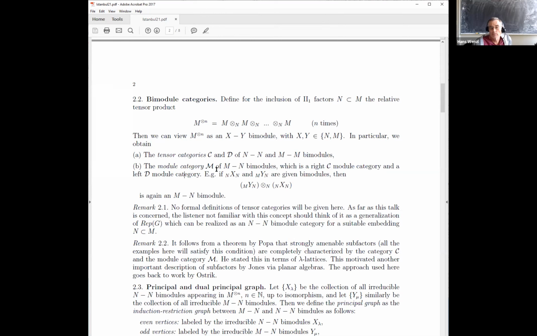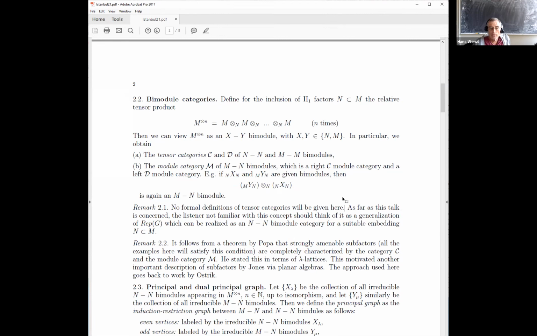This is completely trivial. Here I just wrote down one of the things. If you tensor with matching subscripts, then you get again another MN bimodule.